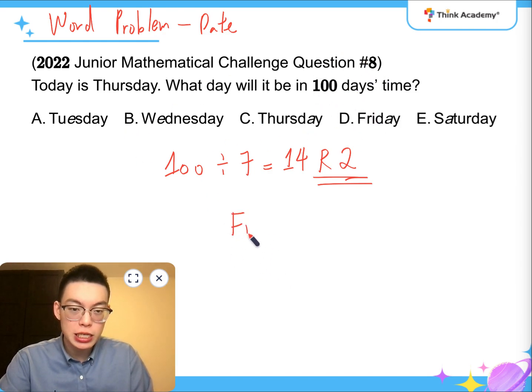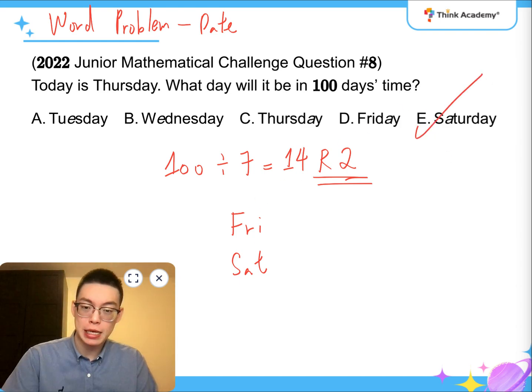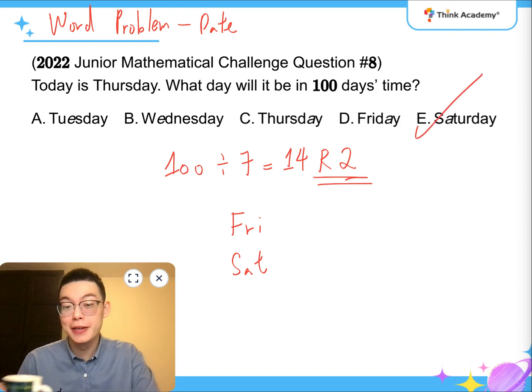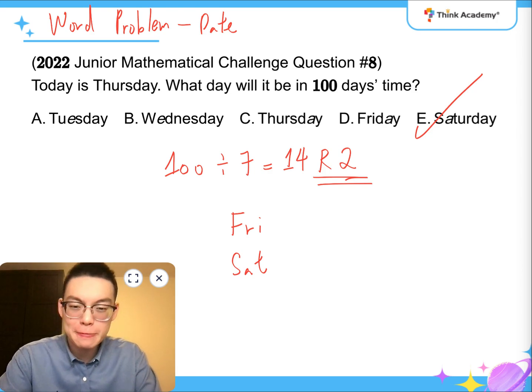So we just need to keep counting. The next day is going to be a Friday. The next day is going to be a Saturday. So that's 2 days. So the answer is E, Saturday. Okay? That's how we can solve question 8.